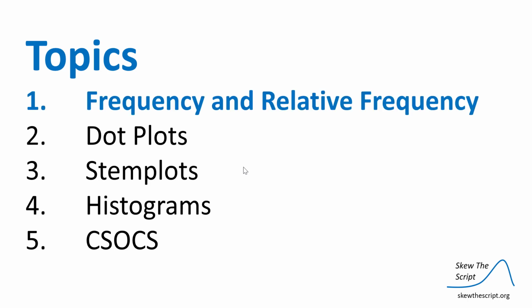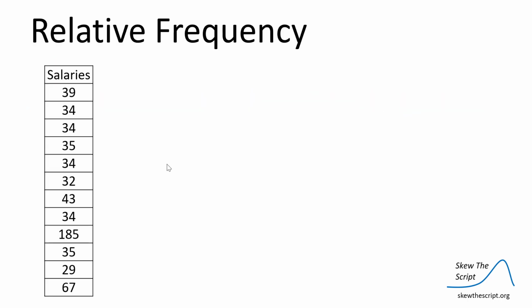So let's get started with frequency and relative frequency. All relative frequency does is it takes a list of numbers. A lot of times the list is a lot larger than this list right here. So right here we have salaries: we have 39, two 34s, a 35, another 34, a 32, a 43, another 34, 185, 35, 29, and 67. And these are all salaries, probably in tens of thousands.